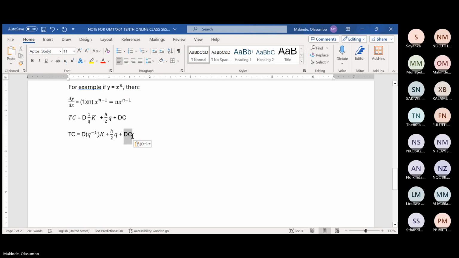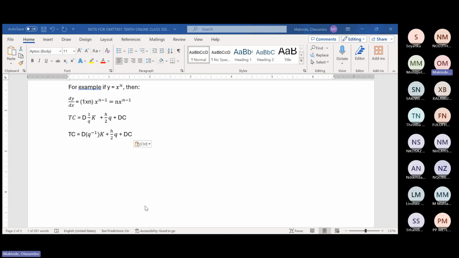Don't forget, this DC doesn't have Q, so this DC is more like a constant. When you differentiate a constant, maybe 3 or 4, any number, or any variable that doesn't have the variable you are differentiating with respect to, it will give you 0. That is the rule. Since DC doesn't have any Q in it, it's more like a constant.